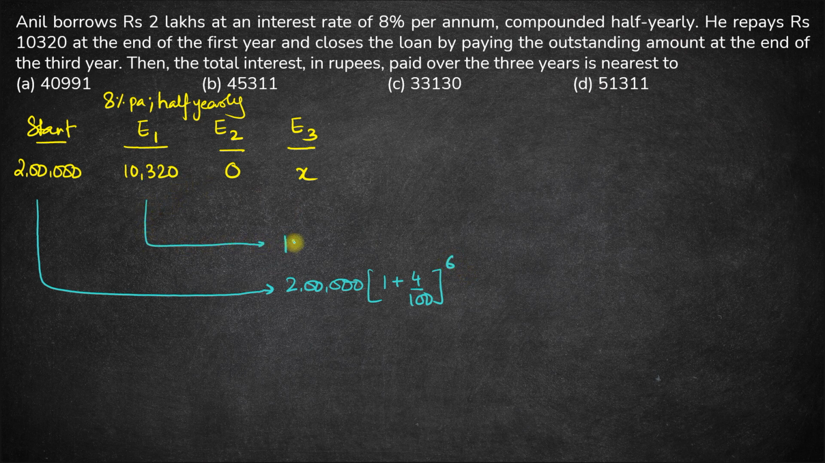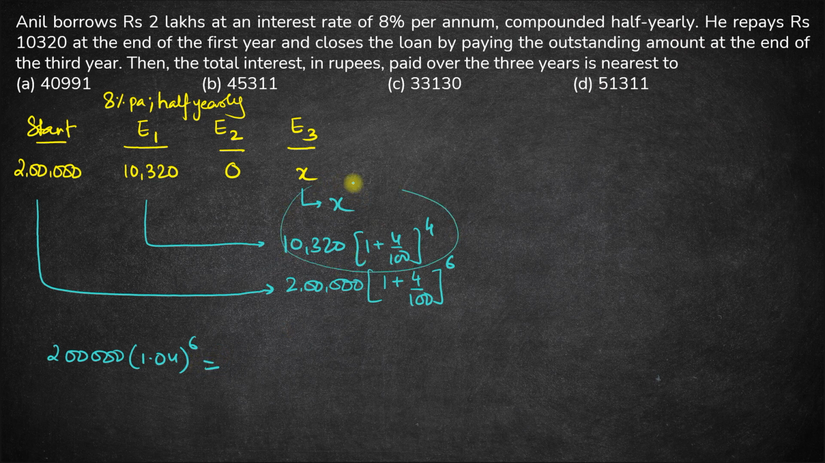Similarly, value of this 10,320 at the end of third year will be 1 plus 4 by 100. Now this interest would have been calculated at the end of 2 more years. From end of first year till end of third year is 2 years. Every year it is calculated twice, so power 4. And the value of this X at the end of third year will remain X itself. So the total amount borrowed is 2 lakh into 1.04 to the power 6. This should be equal to the total amount paid back, which is 10,320 into 1.04 to the power 4 plus X.